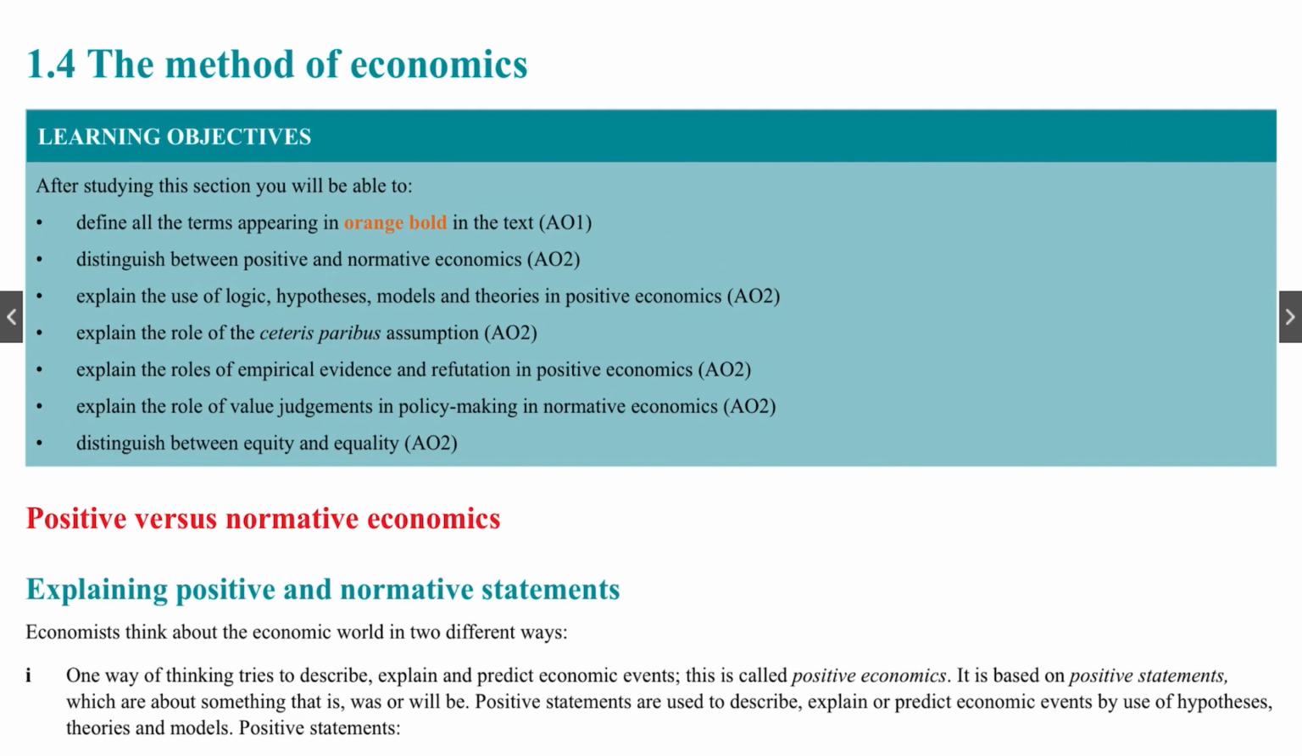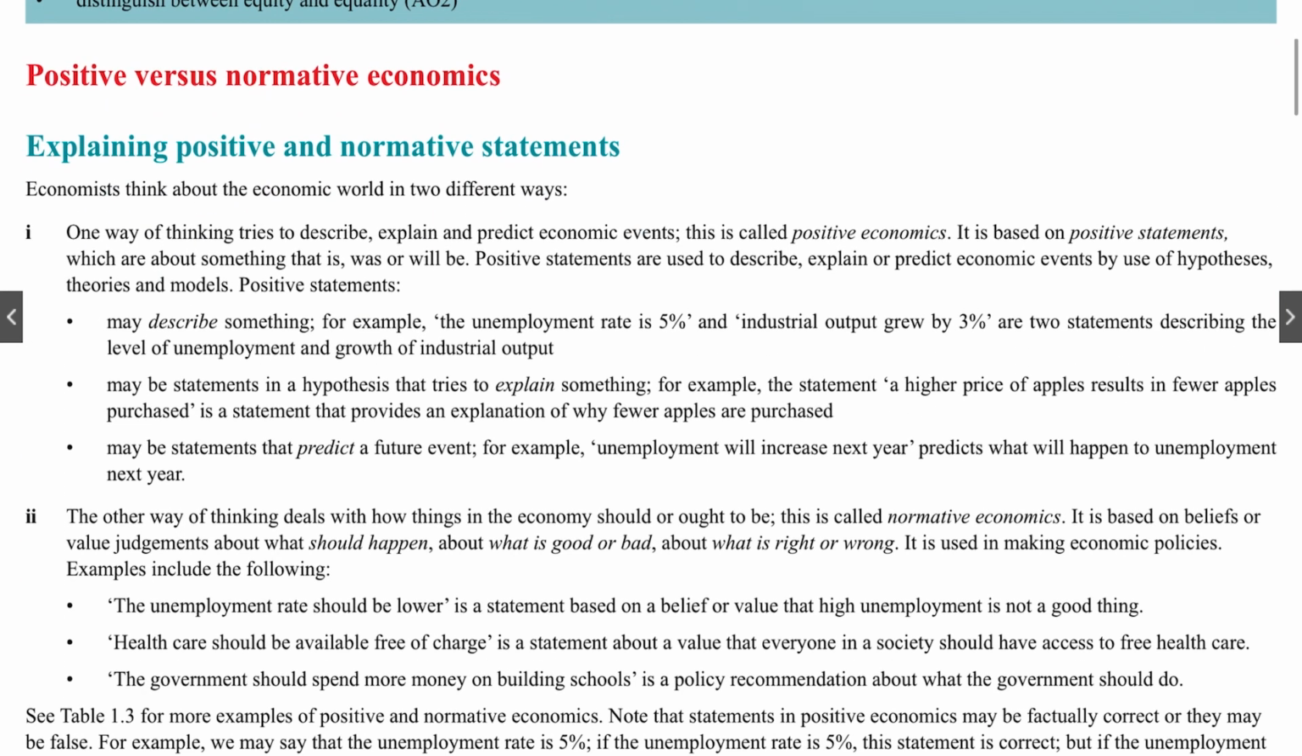Now, for 1.4, we're going to talk mostly about positive versus normative economic statements. So firstly, positive is usually a way of describing something or stating a hypothesis or a prediction. The first one that the book gives is a description. For example, the unemployment rate is 5%, or the industrial output grew by 3%. Usually, positive statements include percentages and specific numbers.